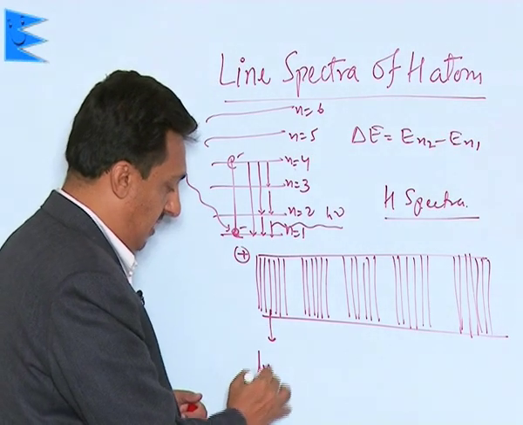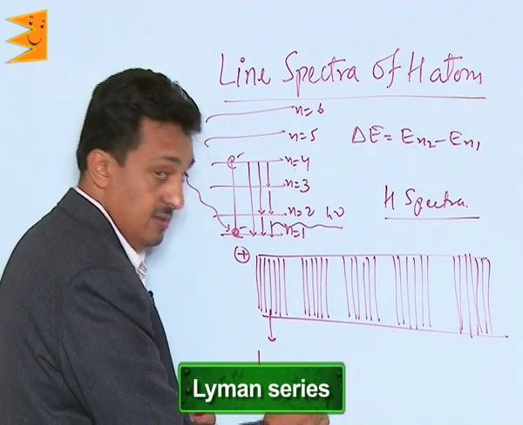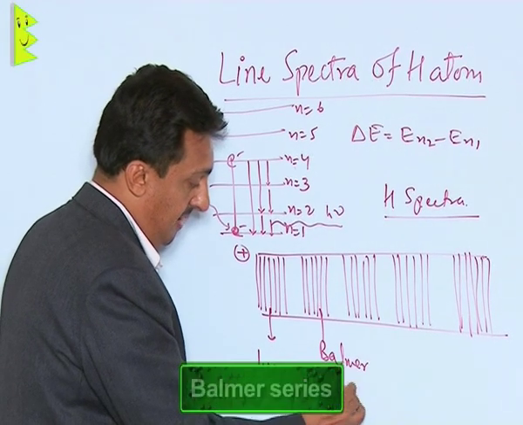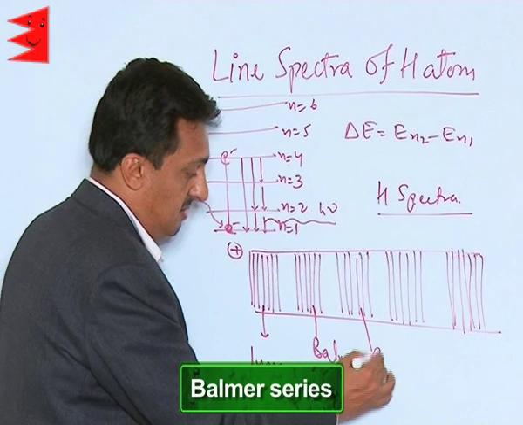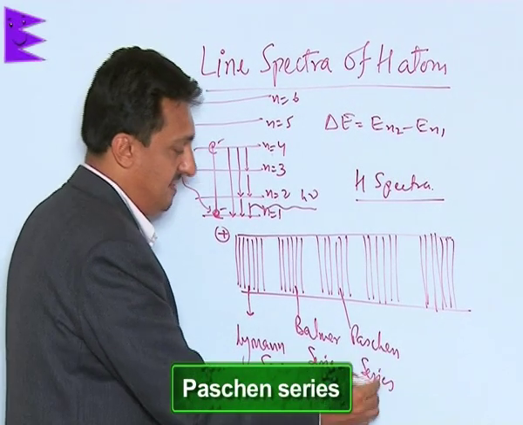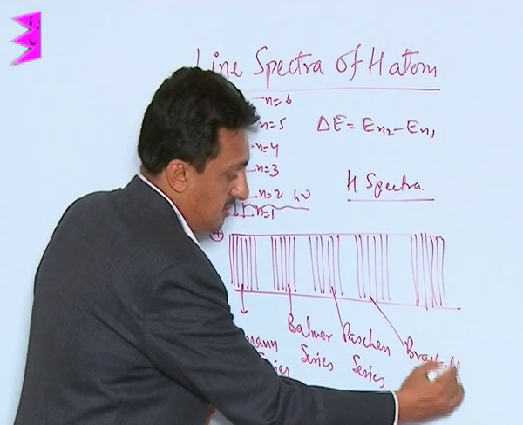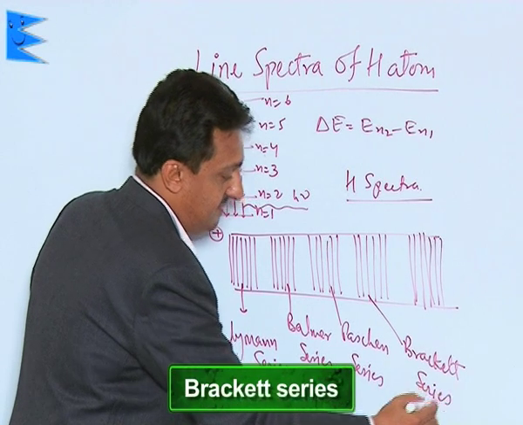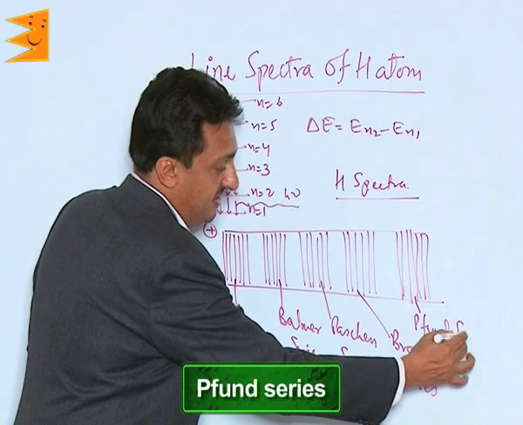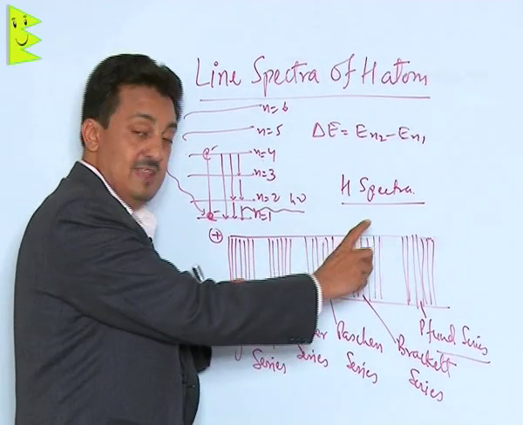The first one is called Lyman series. The second is called Balmer series. The third is called Paschen series. The fourth is called Brackett series. And the fifth is called Pfund series. So we get lines, not continuously.